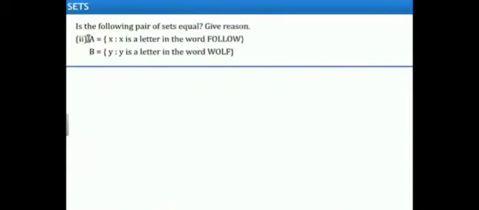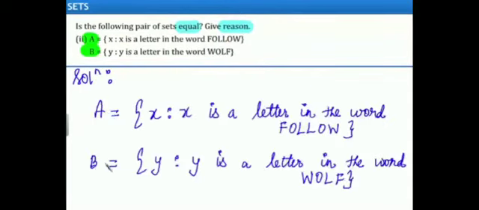Now question number 2. You have to check whether the pair of sets is equal and give reason. Let A is equal to {x, where x is a letter in the word follow} and B is equal to {y, where y is a letter in the word wolf}. So A and B both are in set builder form. You have to convert them to roster form. So A is equal to {F, O, L, W}.